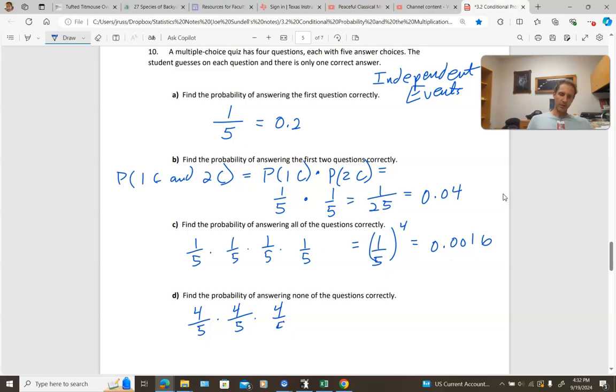But anyway, just continuing here. So there's not going to be 5 questions. There's only going to be 4 questions. And the probability of answering each one of those incorrectly is 4/5 times 4/5, etc. And this would end up becoming 4/5 to the 4th power.